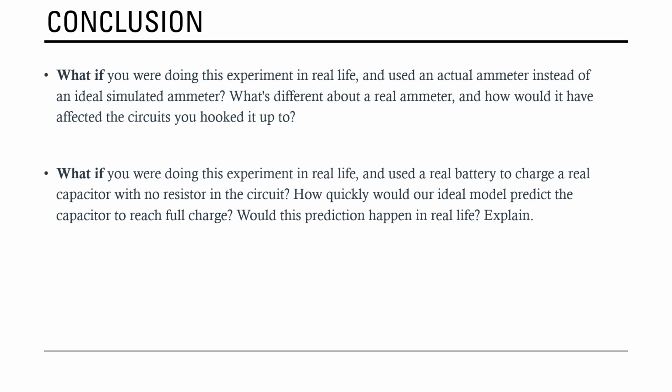For the what-if questions, if a real ammeter had been used in real life, that means that the current would have been lower because ammeters have a resistance, but in the perfect model we assume that they had zero resistance. And for the second question, the ideal model will predict that the charge would be instant and a large current would be able to flow in the model, but in real life there is a resistance, so the capacitor would not have charged instantly.